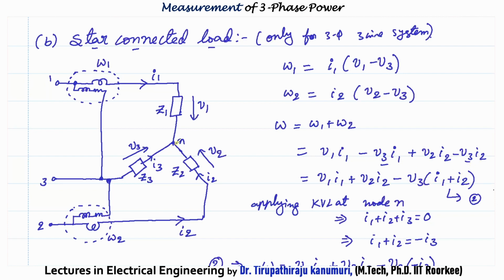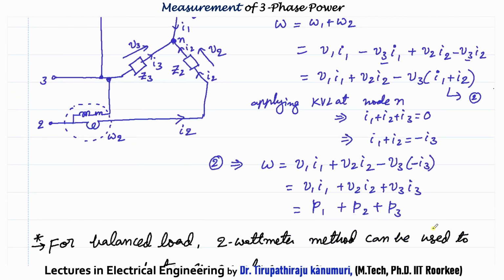Again, I am just applying KCL at this node. At this node you can see 3 currents are entering: I1 is entering here, I2 is entering here, I3 is entering here. So at this node, the sum of the currents is equal to 0. That means I1 plus I2 plus I3 is equal to 0, or I1 plus I2 is equal to minus I3. Substituting this here, this will become minus I3 into minus V3. Minus into minus becomes plus, so this will be V3 into I3.